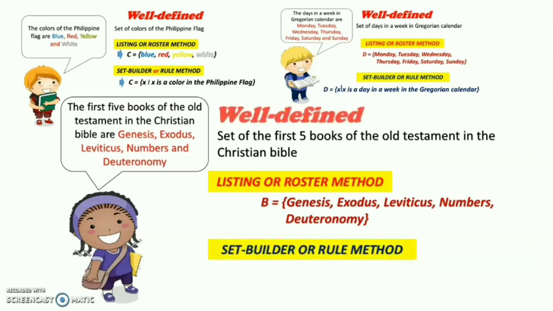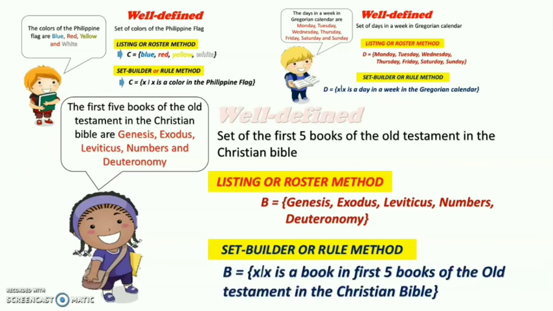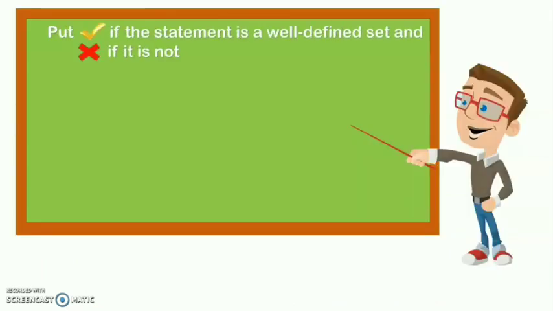And another way is what we call the set builder or rule method, and it can be written like this. B is the set of all X such that X is a book in the first 5 books of the Old Testament in the Christian Bible. Did you get it now? Okay, let's test what you have learned about well-defined sets.